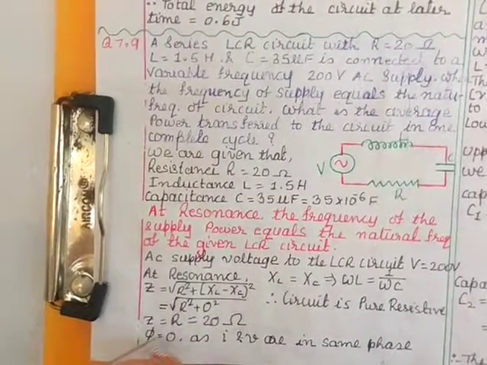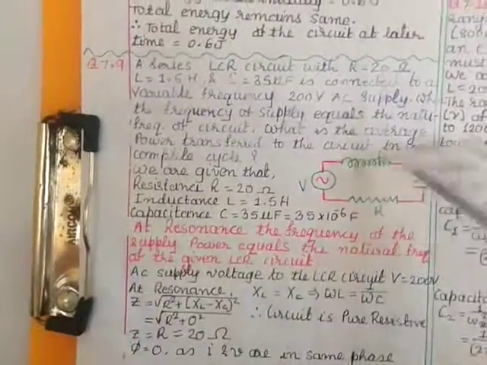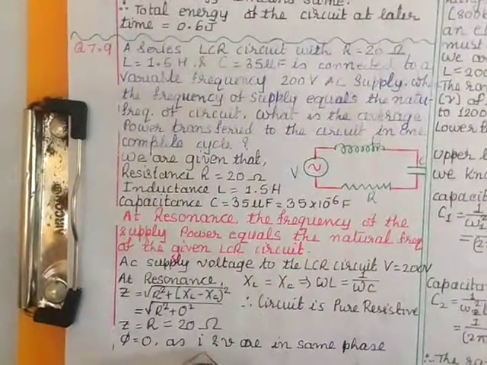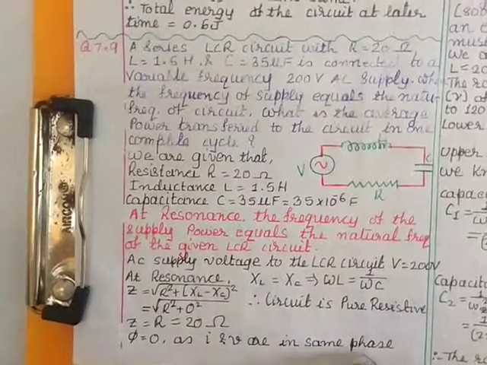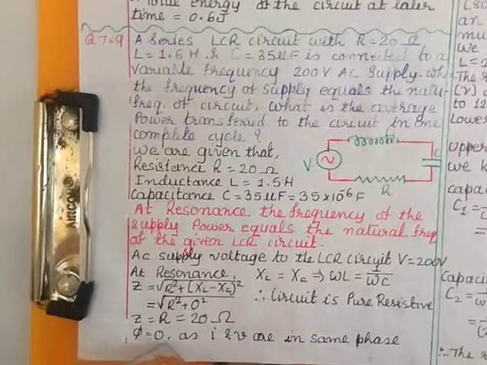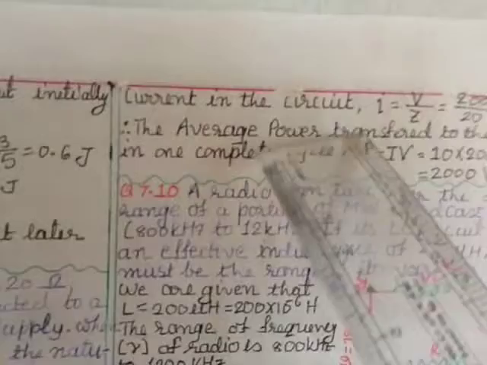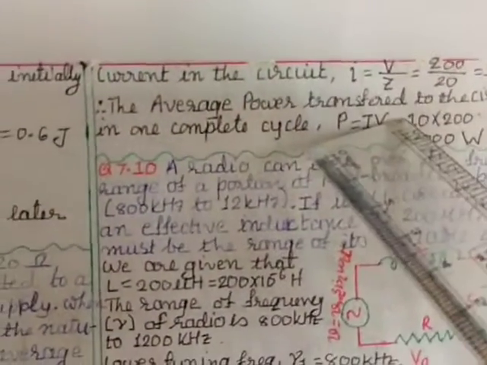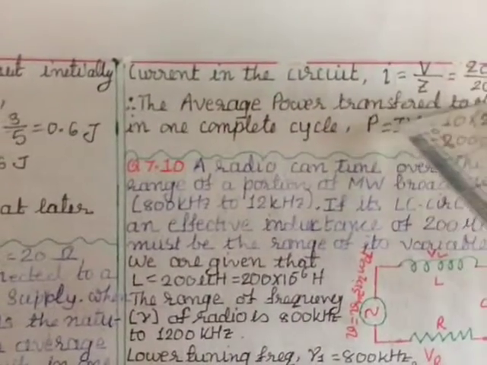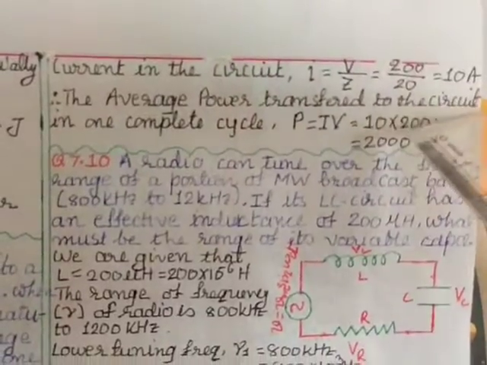Now this circuit becomes a pure resistive circuit, and in a pure resistive circuit, current and voltage are in the same phase. If they are in the same phase, that means phi equal to 0. Current in the circuit, I is equal to V by Z. V is 200 and Z is 20. So when you divide, you get 10 ampere.